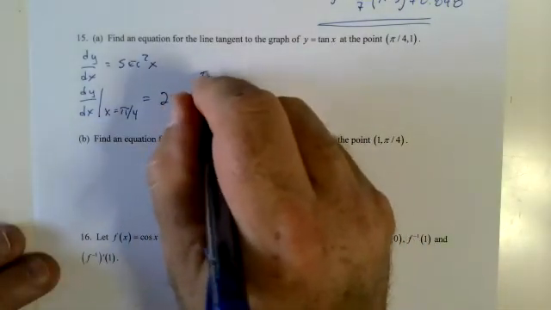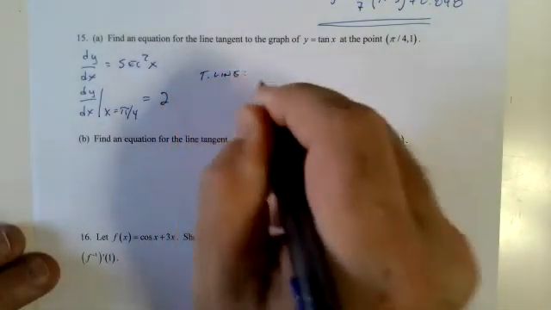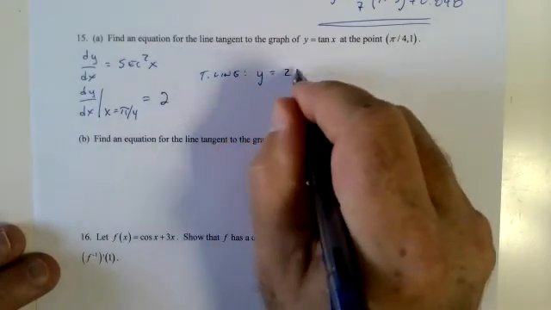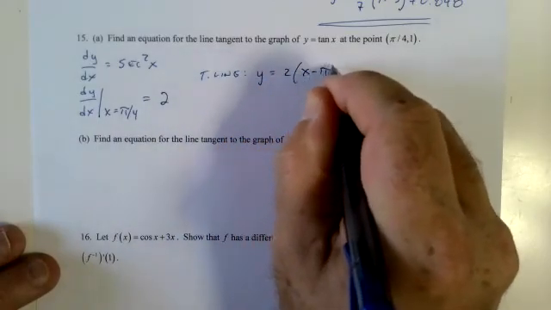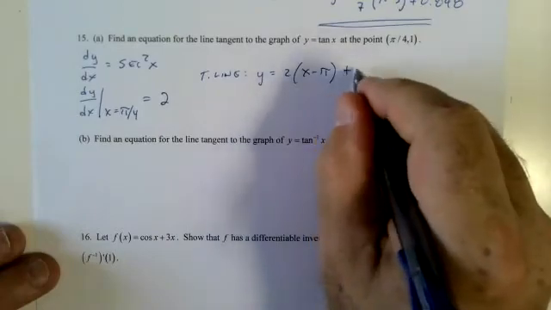So tangent line: y equals 2 times x minus pi over 4, plus 1.